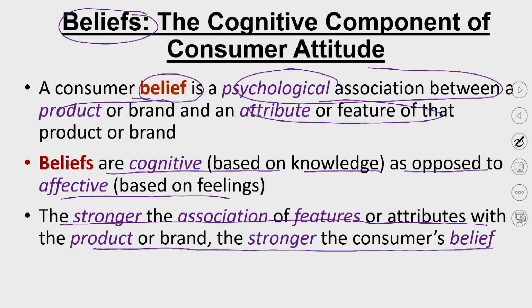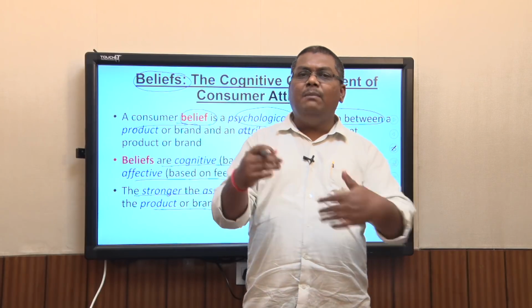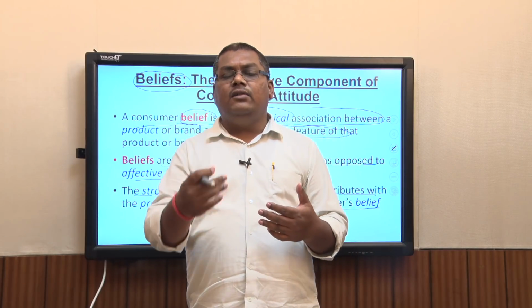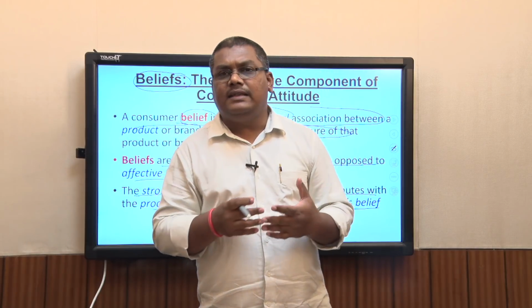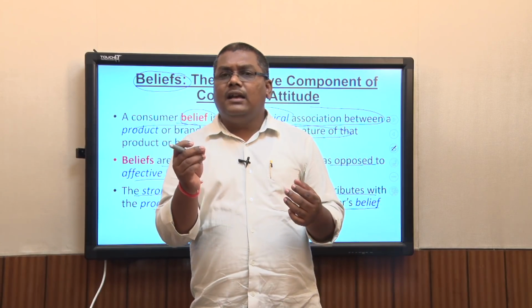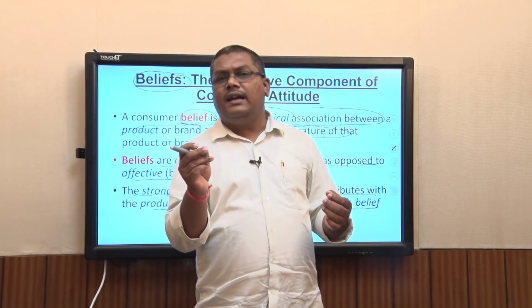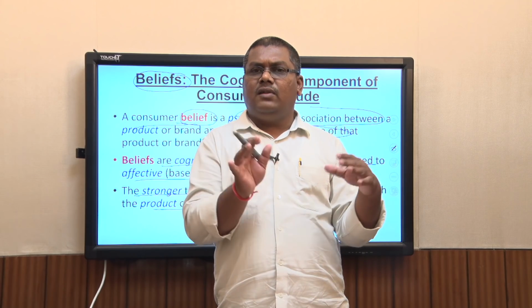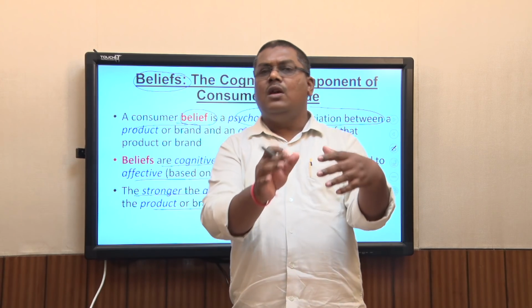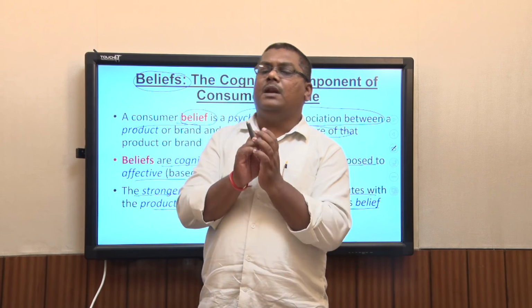Now, the stronger the association of a feature or attribute with the product or brand, the stronger the consumer belief. The more correct information that is given to you about a Patanjali product, the more herbs that are added into the product, the more names of herbs. For example, Shankpushpi is there, Dhruva is there, all these products are herbs, and when you get enough information that these are included in a particular Patanjali product, for example, Chyawanprash.